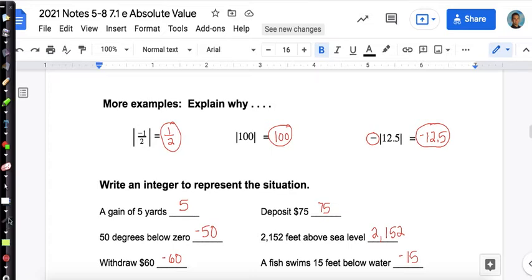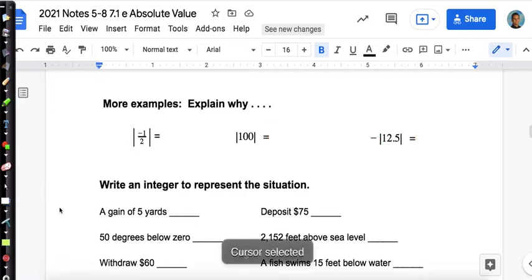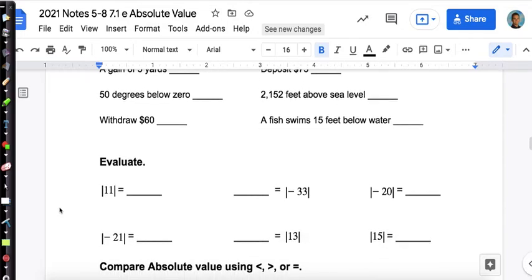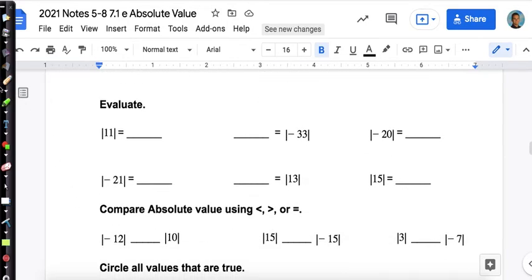So now let's look at the next section. So I'm going to go ahead and make this disappear, and we're going to look at evaluate. Okay, so in this evaluate, there's 6 problems here, and all these symbols are absolute value. So the first one says the absolute value of 11. So how far is 11 away from 0? It is 11. Remember, it's not opposite, it's how far it is away from 0. The second one, absolute value of negative 33. How far is it away from 0? It's 33 spaces.